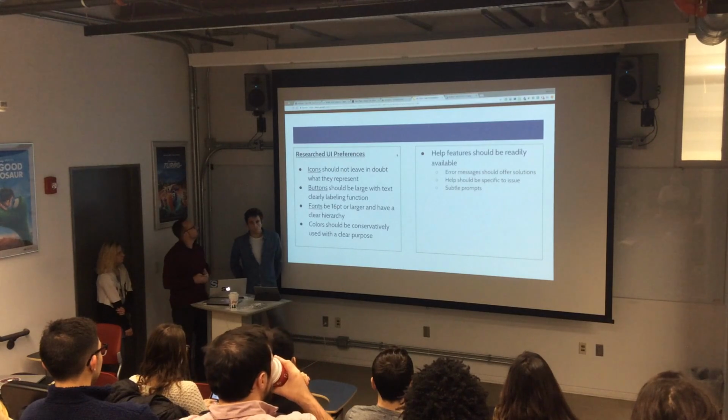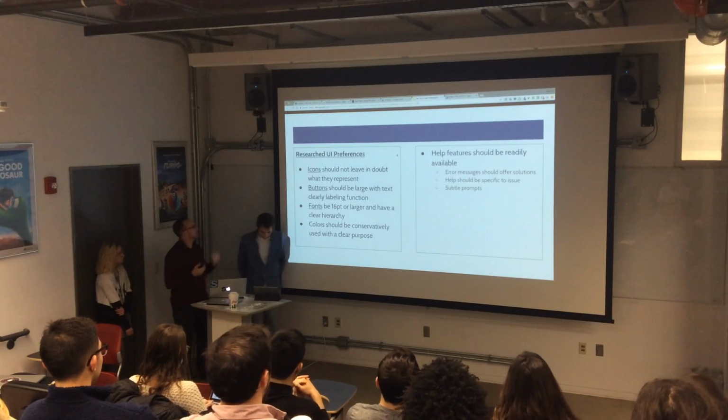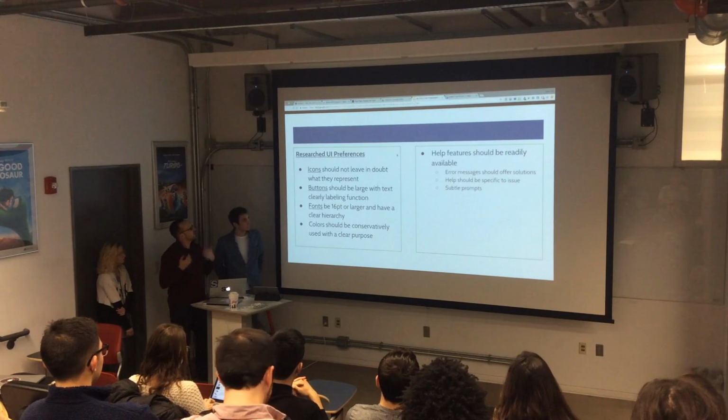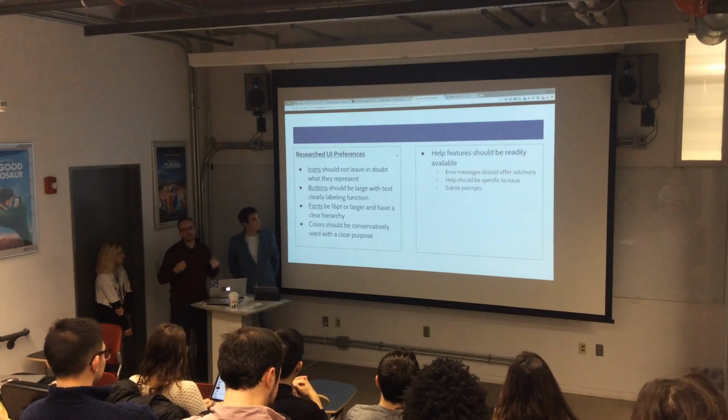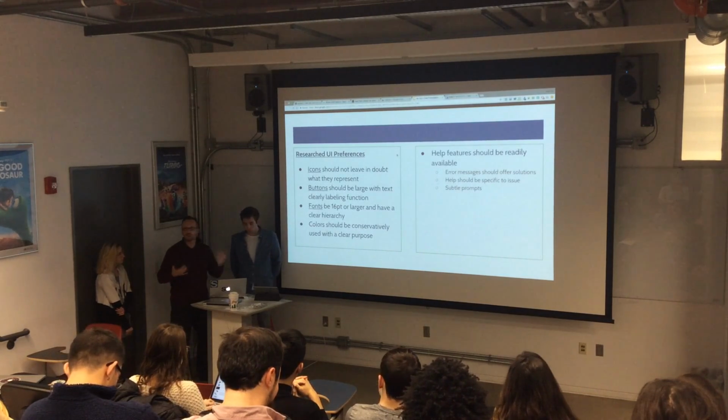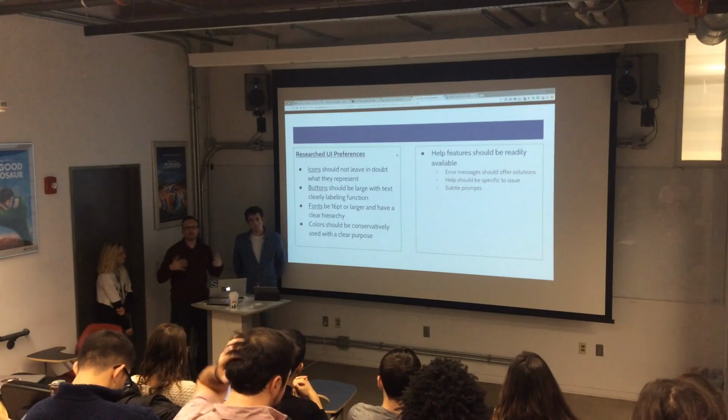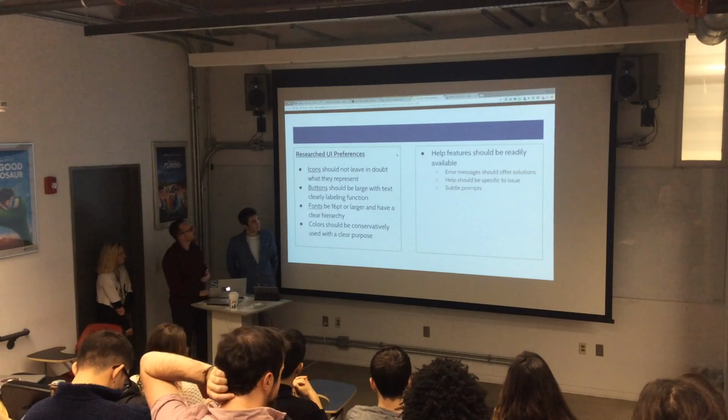We also looked into research for UI preferences such as icons. They should be clear as to what they are. We ended up moving away from icons, but it's nice to know that if we want to shift back to that, we have a clear way to go forward. We don't have to do much research on that.